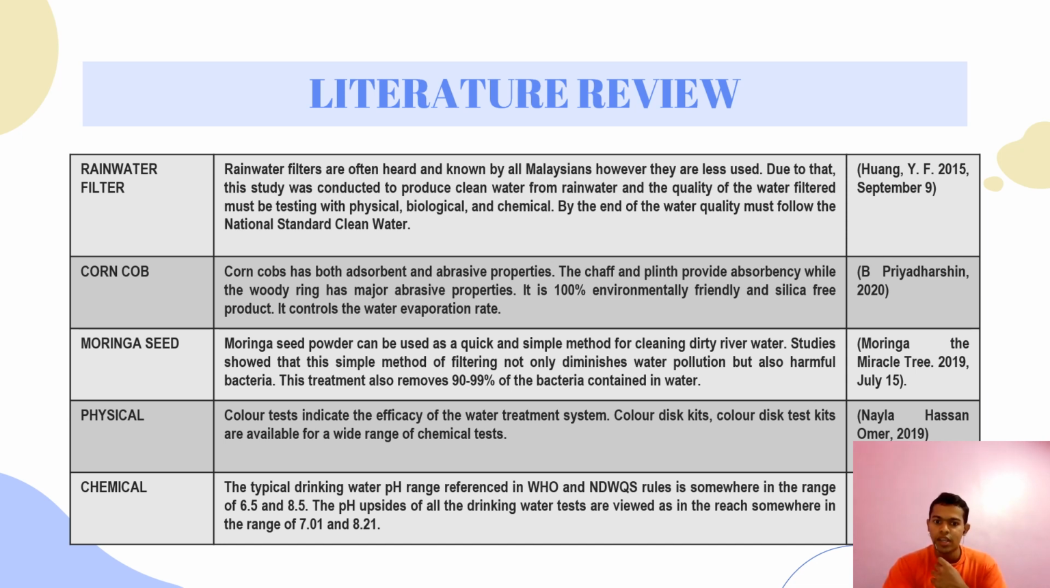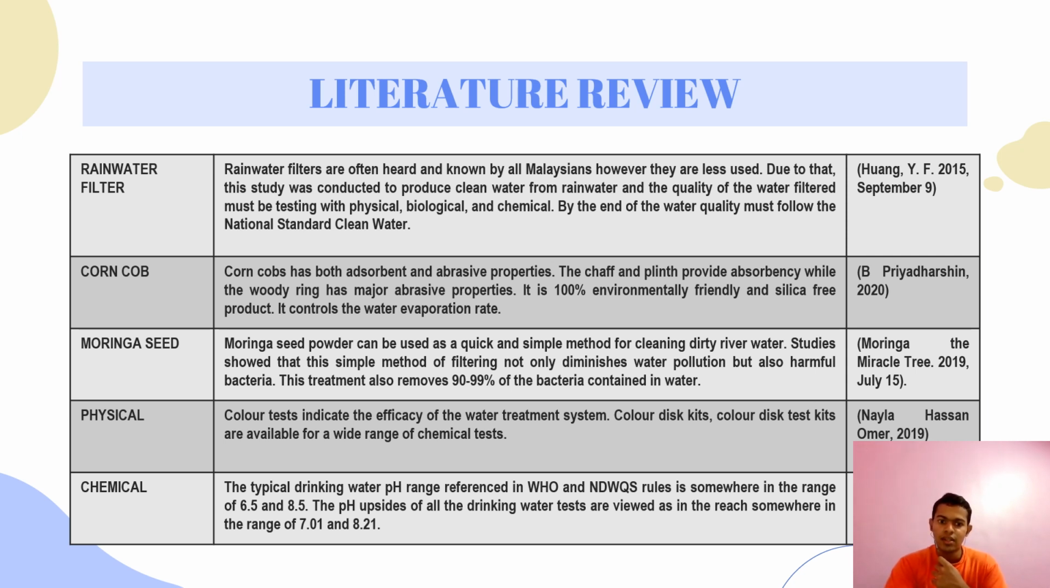Third is about moringa seed. Moringa seed powder can be used as a quick and simple method for cleaning dirty river water, and it also reacts chemically with the water, and then the water is filtered with other sediment filters. This is proposed by Moringa the Miracle Tree in 2019.